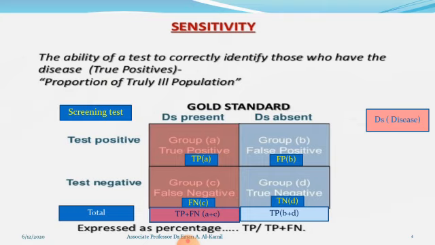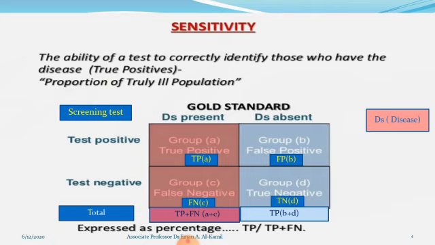So A, they are positive by the screening test and gold standard test. The B, they are the group who are negative by the standard test, but they are positive by the screening test. The C, the group of individuals who are positive by the standard test or having the disease according to the standard test, and the D, they are the group of people who are negative by both. That means they have no disease by the two tests.